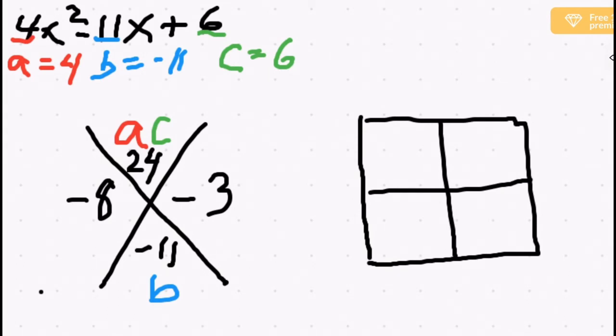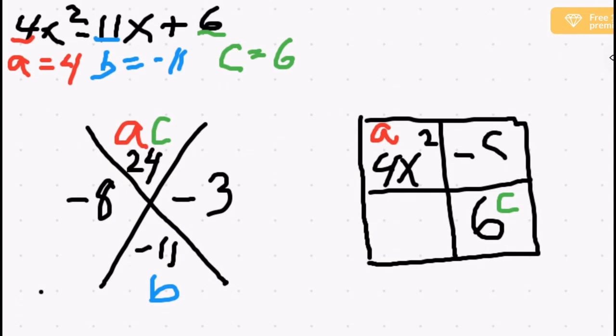Now that we have our factors, or the magic numbers, we will use these in the box to get our final factors. The first box will have the first term, 4x squared. The last box will have the last term, which is 6. In the second box, you can either put negative 3 or negative 8, it doesn't make a difference, but do add the x to it.